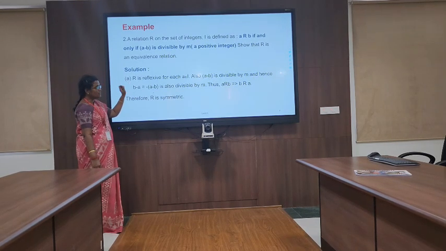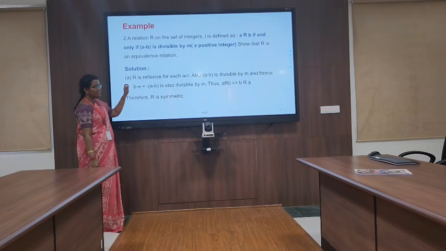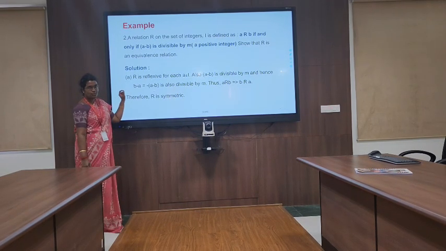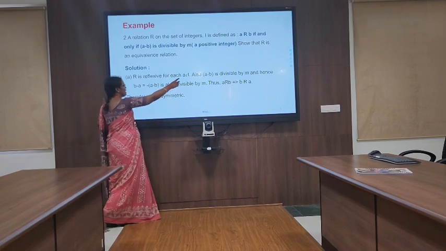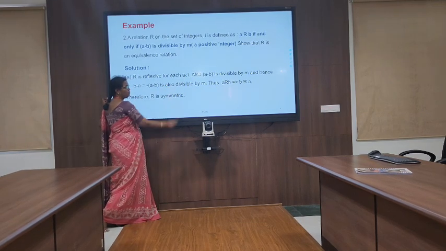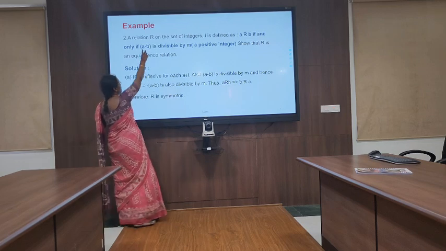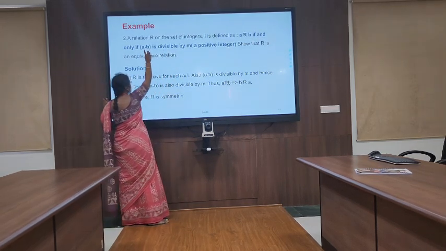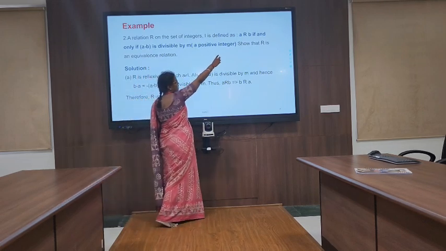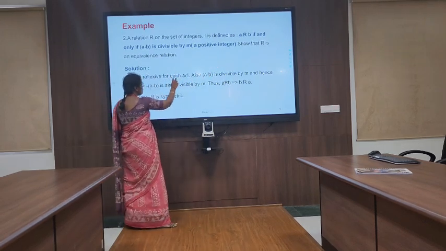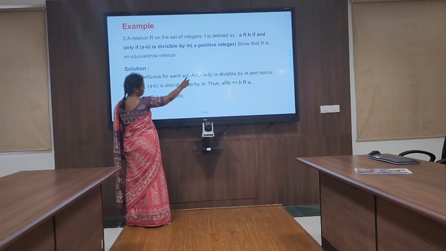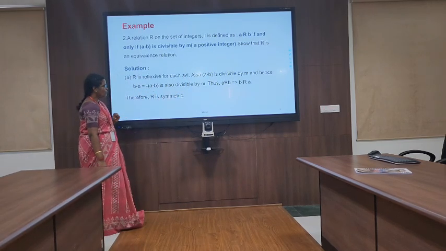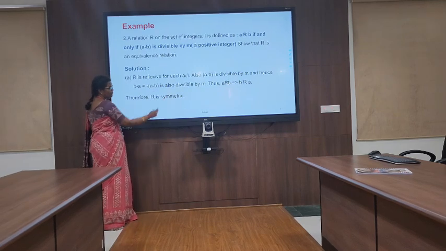For any integer taken from the integer set, the difference A minus A is 0, which is divisible by the positive integer M. So the element 0 is divisible by any positive integer M. A minus A is divisible by M. If this condition is obeyed, I say A is related with A. This is true for all the elements taken from I. Hence R is reflexive.